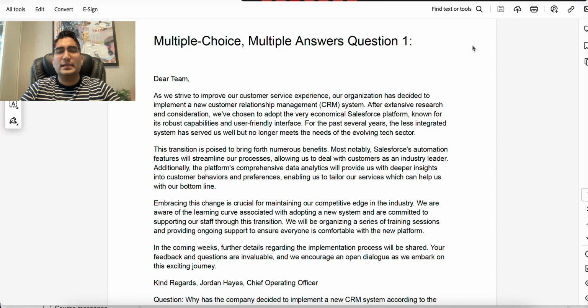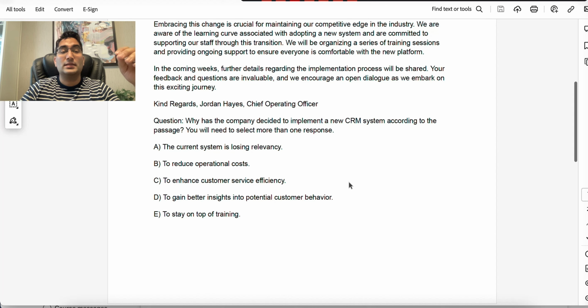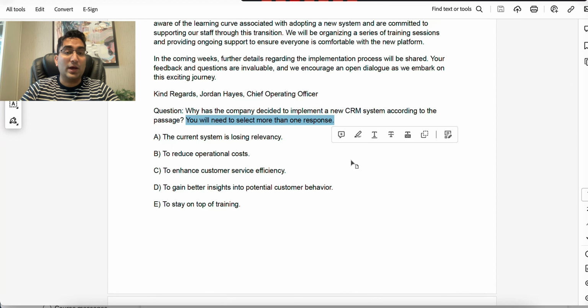In the PTE Core Reading test, two questions give students a lot of problems. One is the multiple choice question here, where you have a passage followed by multiple choice questions. You can pick more than one answer. Sometimes it tells you you have to pick more than one answer, like here it says you will select more than one.